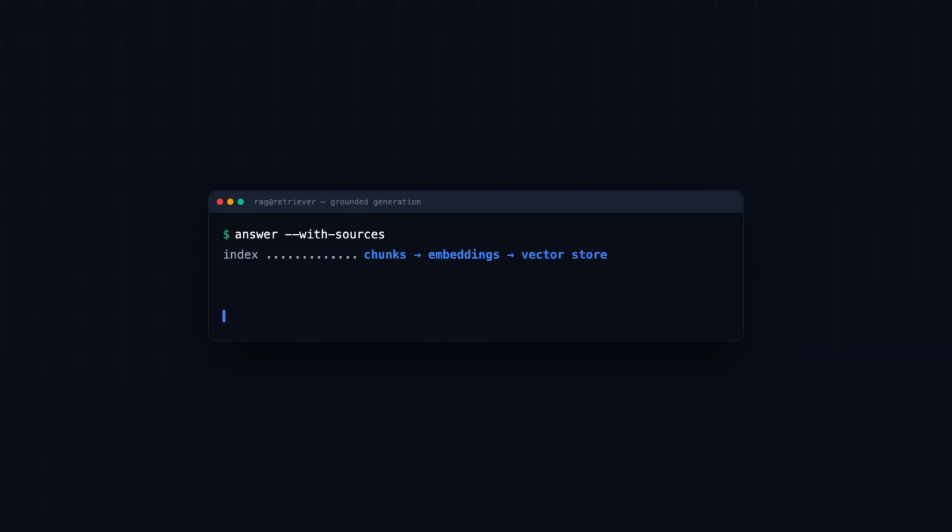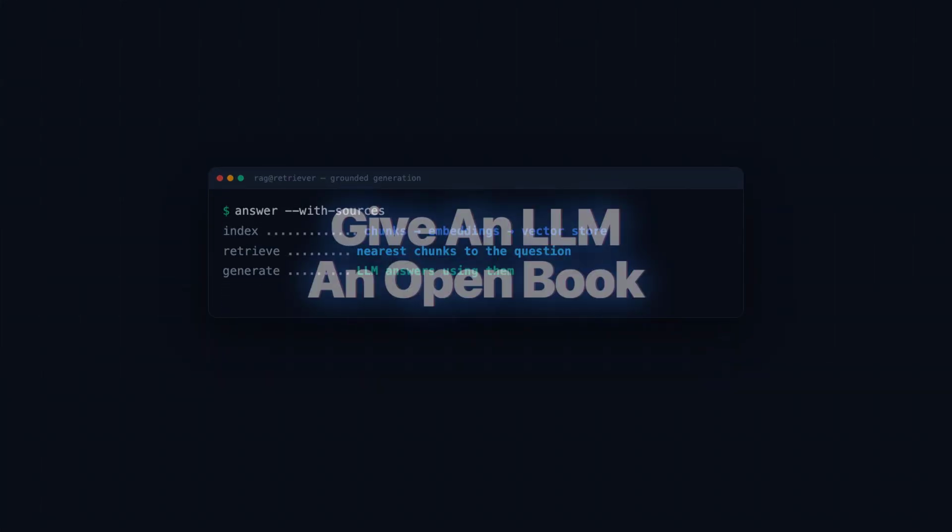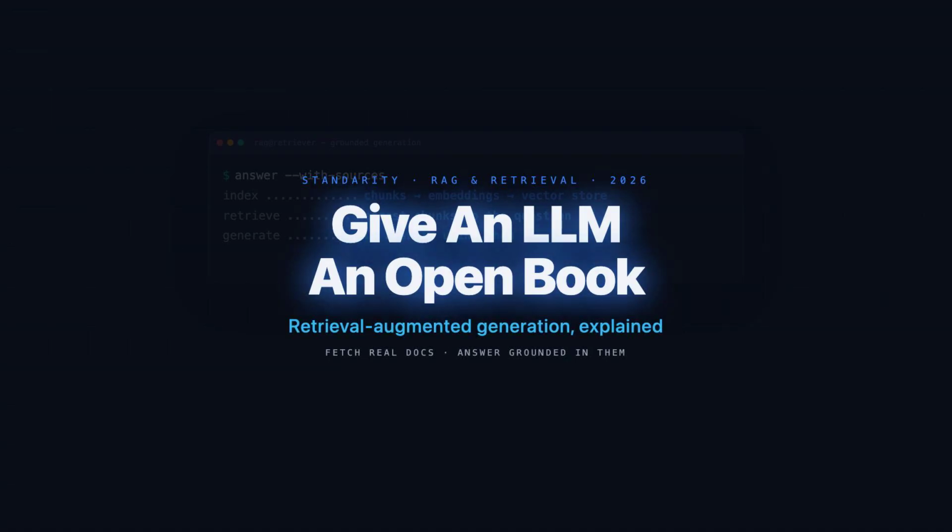Picture a brilliant graduate who memorized every textbook up to a certain year, then got locked in a room with no internet. Ask about last week or about your company's private files, and they simply cannot know. Worse, when they don't know, they often answer with total confidence anyway. That is a language model in a nutshell.